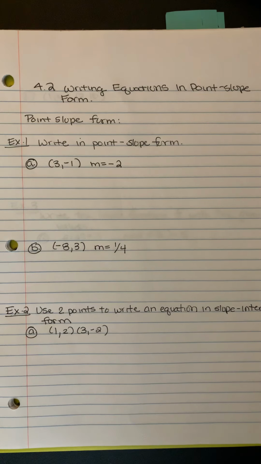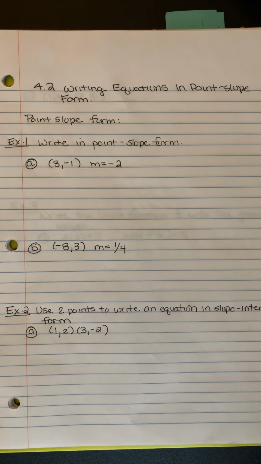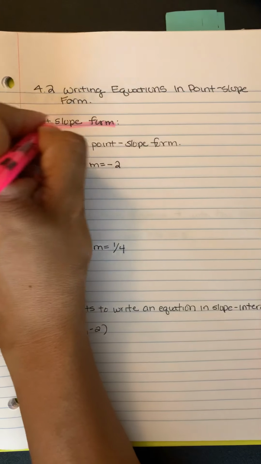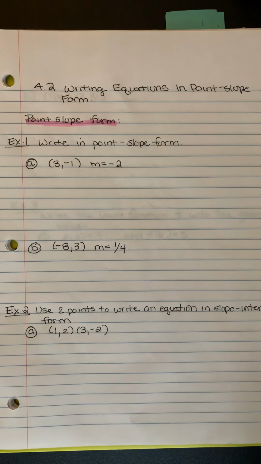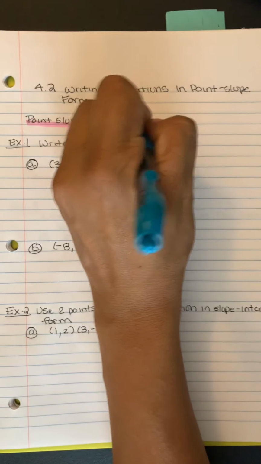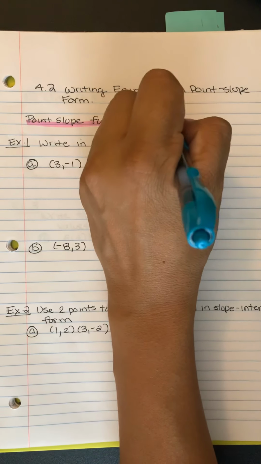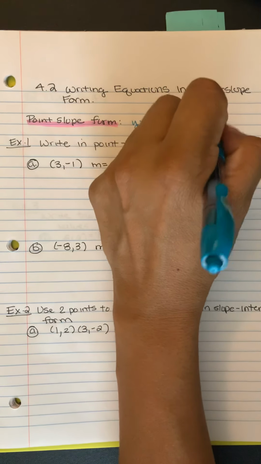Hi students, 4.2 writing equations in point slope form. So the first thing we need to know is what is the equation for point slope form? And so here it is. Point slope form is y minus y sub 1 is equal to m times x minus x sub 1.